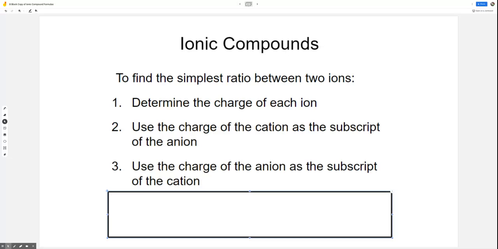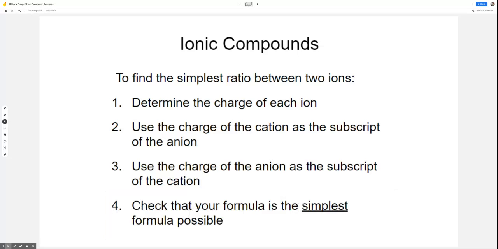And then the last step is just to check that you've given it the simplest ratio. If you do these middle steps the way I show you, you will always get a neutral compound. But sometimes you'll get a ratio that can be reduced or simplified, and that's that last step. So this doesn't always mean you end up doing anything, but you've got to check it. If you check it and it's already the simplest ratio, you can't reduce it anymore, you're done. But you've got to check.